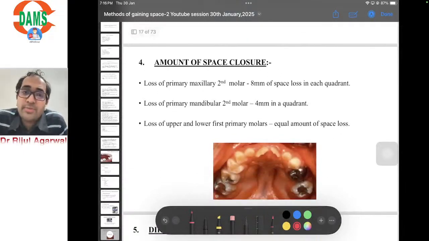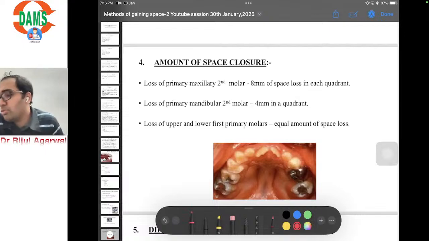Next is the amount of space closure. So loss of primary maxillary second molar, that is the upper E, 8 mm of space is lost in each quadrant. Primary mandibular second molar, that is 4 mm per quadrant. And with the loss of upper and lower first primary molar, there is an equal amount of space loss in both the quadrants.